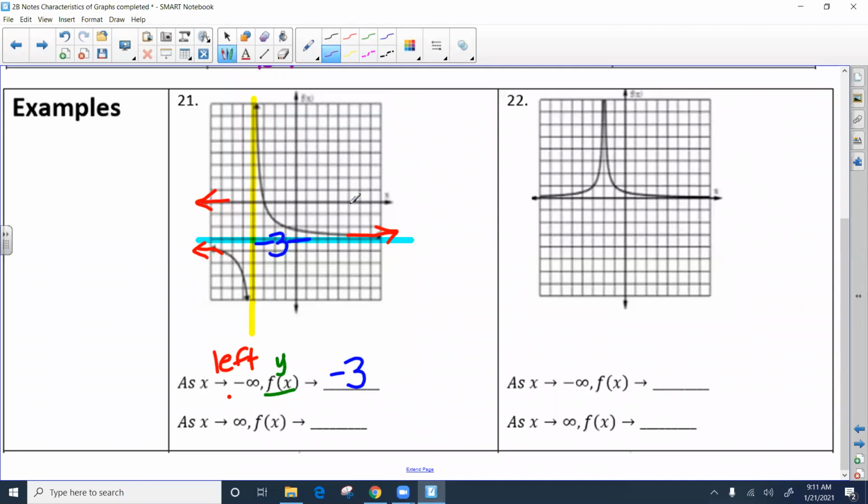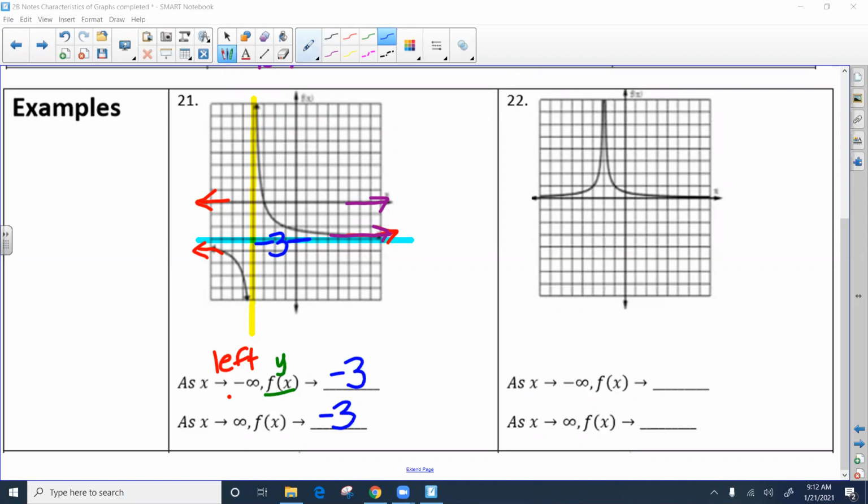Now, as we go towards the right, the same thing is happening. The y values, the outputs, aren't going up or down. They're approaching this straight line. So the y values are also approaching -3 on the right side. Both the left side and the right side are approaching -3. All right, so now let's look at 22.